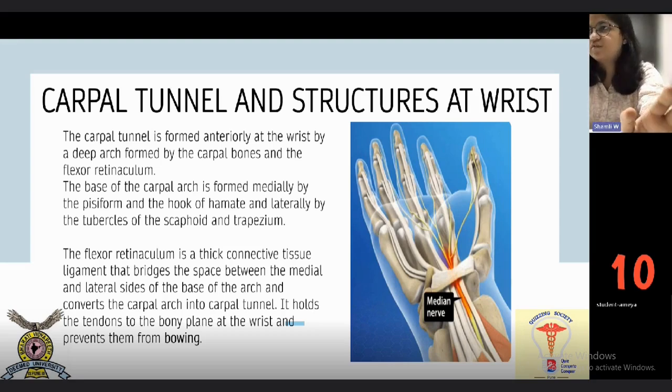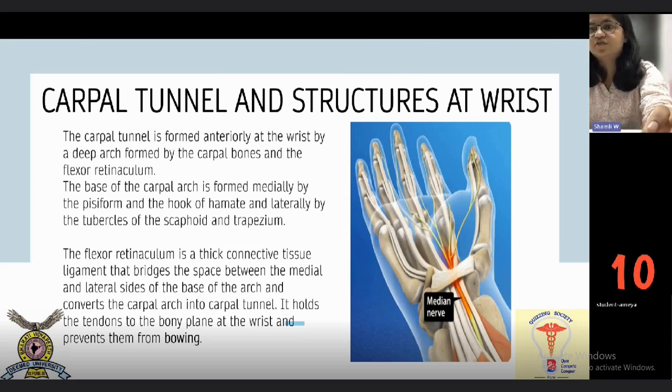The flexor retinaculum is rectangular and formed due to the thickening of the deep fascia. It is basically a ligament. It is thick connective tissue that bridges the space between medial and lateral sides of the base of the arch and converts the carpal arch into the carpal tunnel. It holds the tendons to the bony plane at the wrist and prevents them from bowing. Bowing is basically bending of the wrist. So it holds the wrist in position.